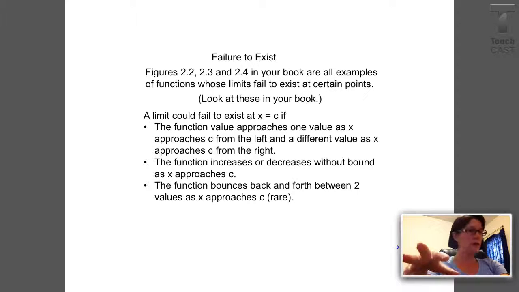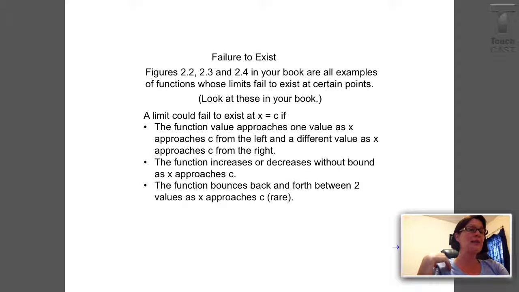The second way a limit could fail to exist is if the function approaches infinity or negative infinity as the x value approaches c. So we say it would increase or decrease without bound. I think that's example 2.3 and 2.2. You can see the function approaching infinity instead of some specific y value that you could name.